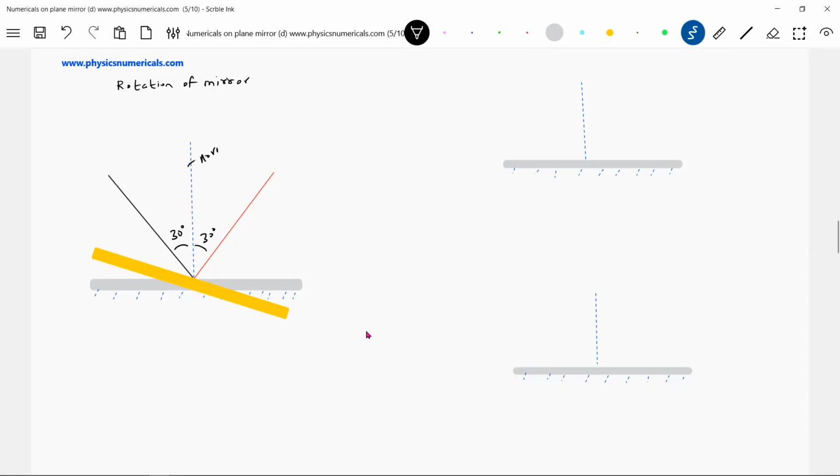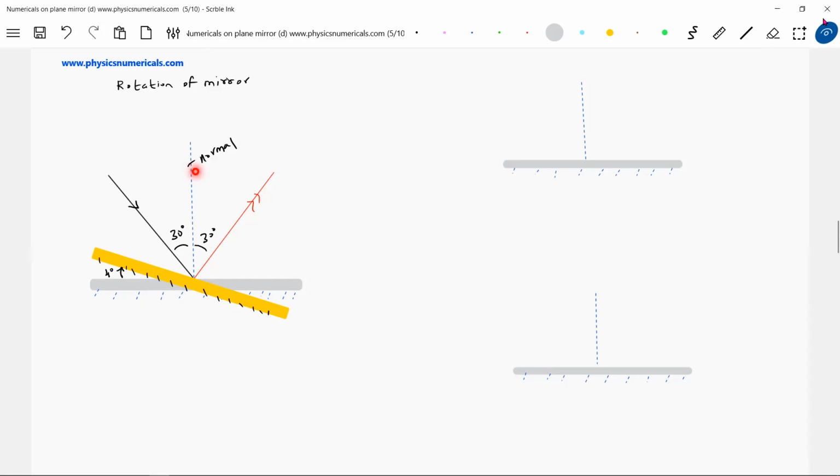And this is a normal. Agree with this? Now I'm going to keep the incident ray as it is. So let me rotate the mirror by 4 degrees. There's a mirror, it is being rotated now. So if I rotate the mirror by 4 degrees, keeping the incident ray fixed here, how much will the reflected ray rotate? That's the question. Means when a mirror rotates by an angle theta, how much will the reflected ray rotate?